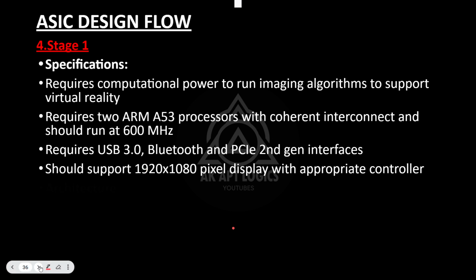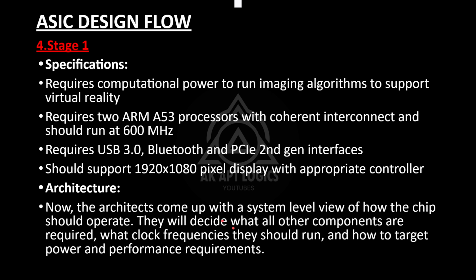This is the architecture. Coming to architecture, now the architects come up with a system level view of how the chip should operate. It means based on the requirements and the specifications. Once the company decides these are the requirements, these are the specifications, and these are the things that we are going to use, then the work goes to the architecture. Those information will be given to the architects.